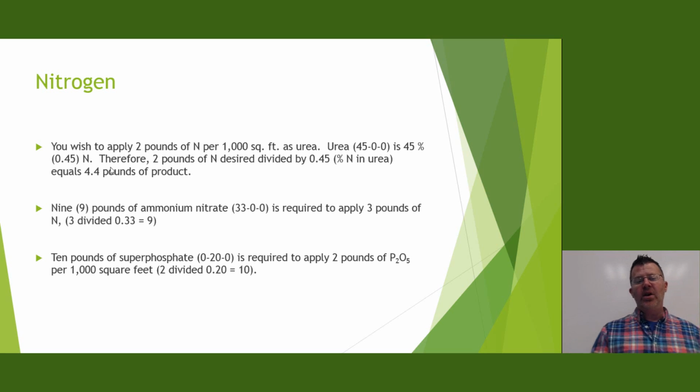And last but not least, we're looking at a phosphate problem. 10 pounds of superphosphate, 0-20-0, is required to apply 2 pounds of P2O5, which is how we represent it in our fertilizer bag, guys. And there's a slide a little bit later in the presentation that explains this a little bit more for you. But 10 pounds of superphosphate is required to apply 2 pounds of phosphate per 1,000 square feet. So we're going to have to divide 2 by our 0.20, which is going to give us 10 pounds of the product.